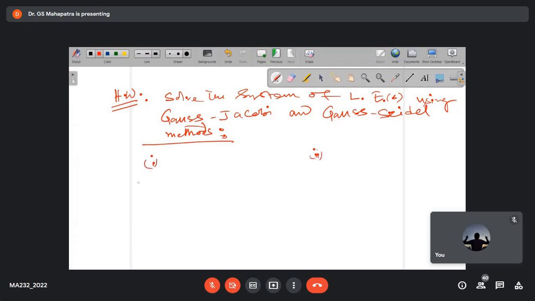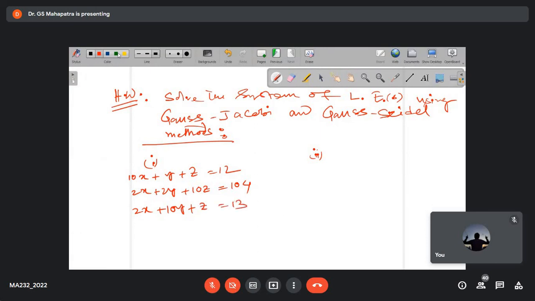First one is this one: 10x plus y plus z equals 12, 2x plus 2y plus 10z equals 104, 2x plus 10y plus z equals 13.